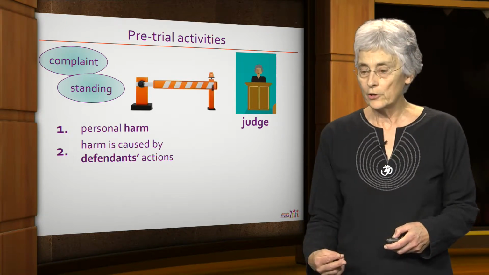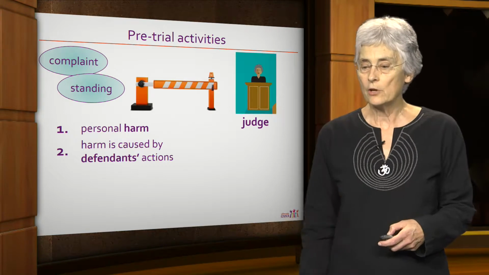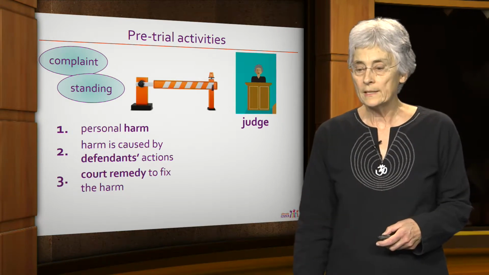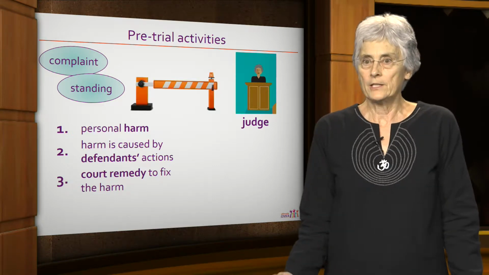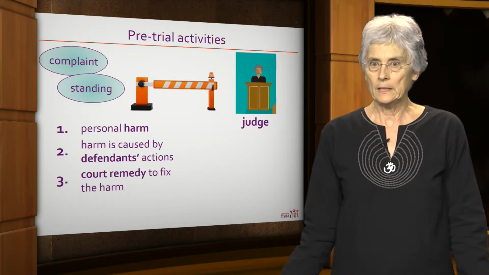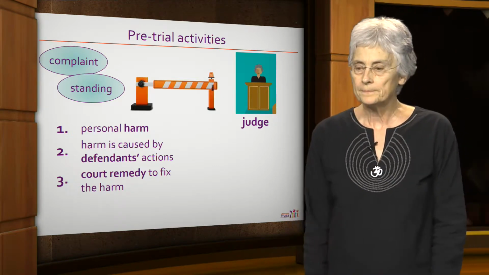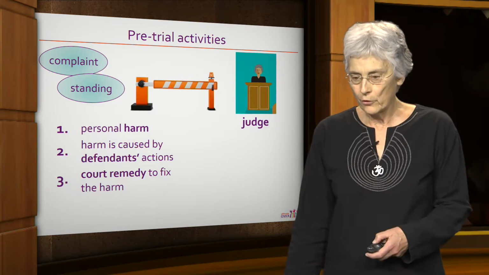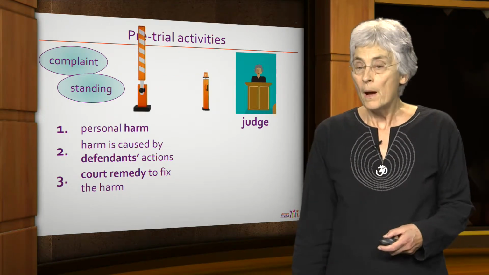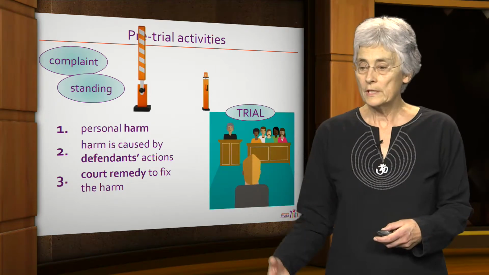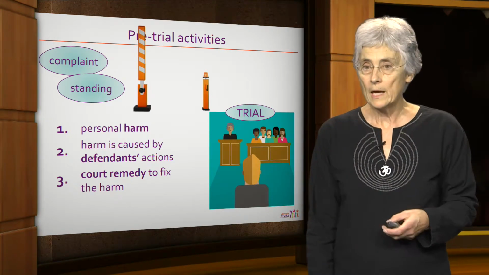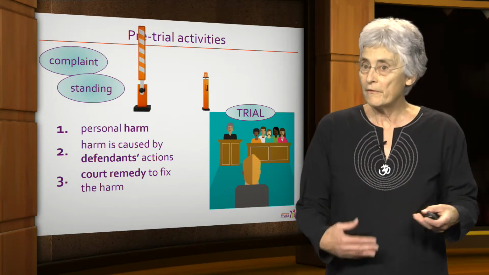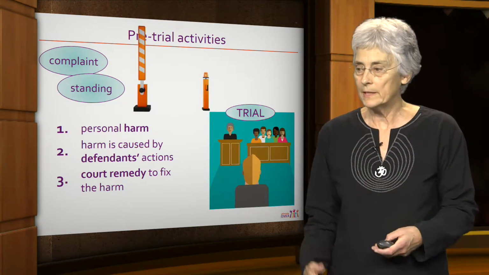So that's the second hurdle. Did the defendants actually cause the harm? The third one is, can the court actually remedy the harm? If the court can't do anything, then there's no point in having a hearing and a trial. So those are the 3 hurdles that have to be overcome by the youth plaintiffs in order to proceed and go on to an actual trial with the facts, where the facts are weighed by the judge.